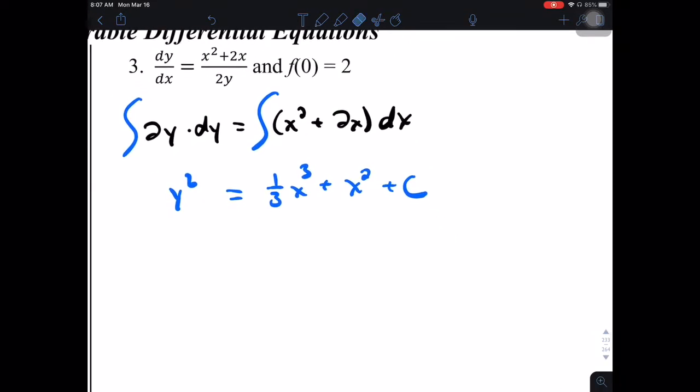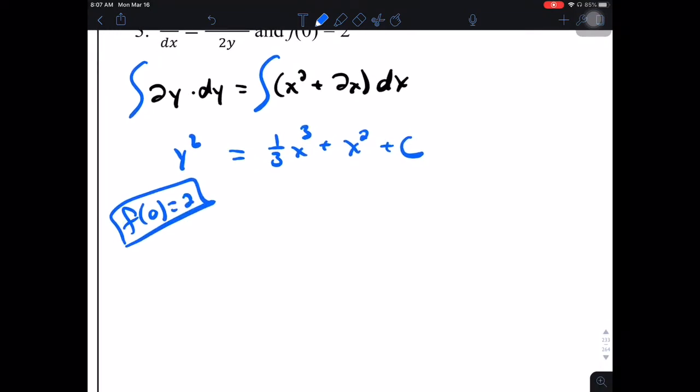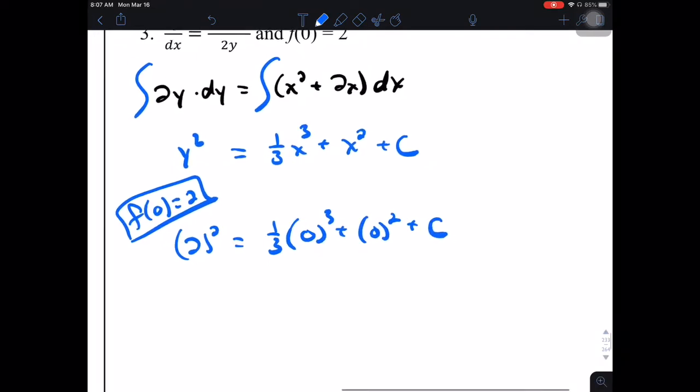Now this is not actually a general solution. To get y by itself, you get a general solution. But instead of doing that, I suggest once you've integrated, figure out what c is. To figure out what c is, we're going to put 2 in for y, and we're going to put 0 in for x. That's going to give us 4 is c.